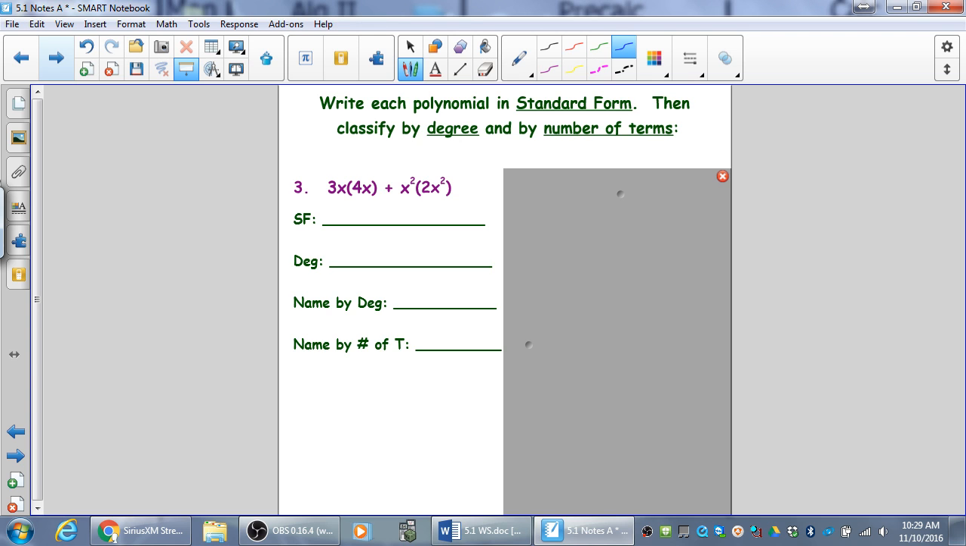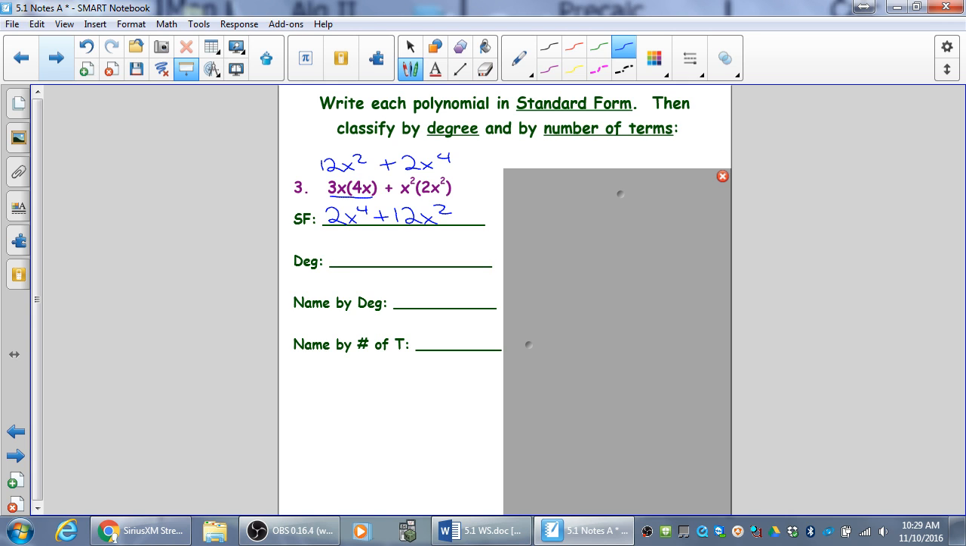Write each polynomial, same instructions, right? All right. Well, this is 12x squared. When you multiply, you add the powers. That's 12x squared. This is plus 2x to the 4th. X squared times x squared is x to the 4th. You add the powers when you multiply. So standard form, the 2x to the 4th has to be first, then plus 12x squared.